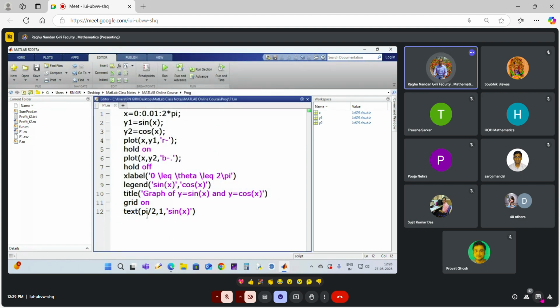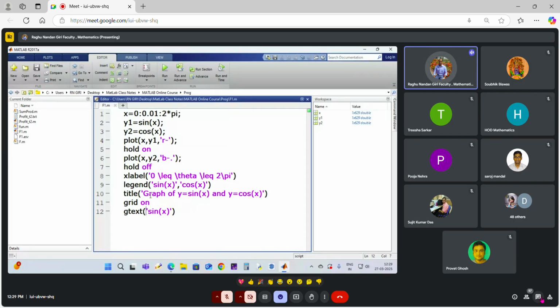So gtext and text are both the same for giving a message in the figure, but gtext does not require the coordinates. Points are not required; only the text you have to put as an argument. In gtext there are no coordinates, only the text message you have to put as an argument.